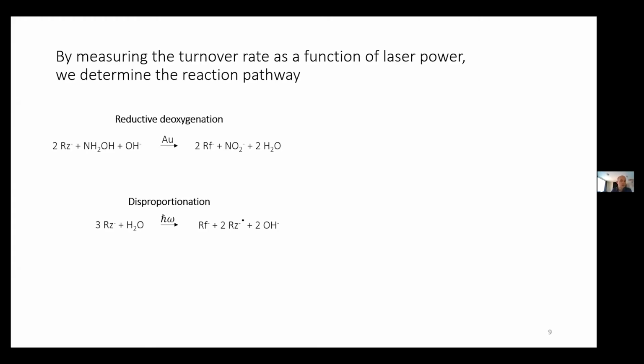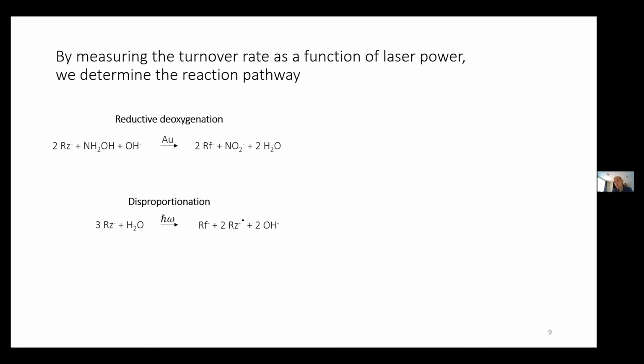So the first pathway is a reductive deoxygenation, and this is catalyzed by gold and also requires hydroxylamine to be present. This is the NH2OH, and that acts as an external reducing agent. And then there's a second pathway, which is a photo-driven disproportionation. You see that's the one on the bottom, and it does not require an external reducing agent, but it requires light as an input. So that would be a photo-driven process.